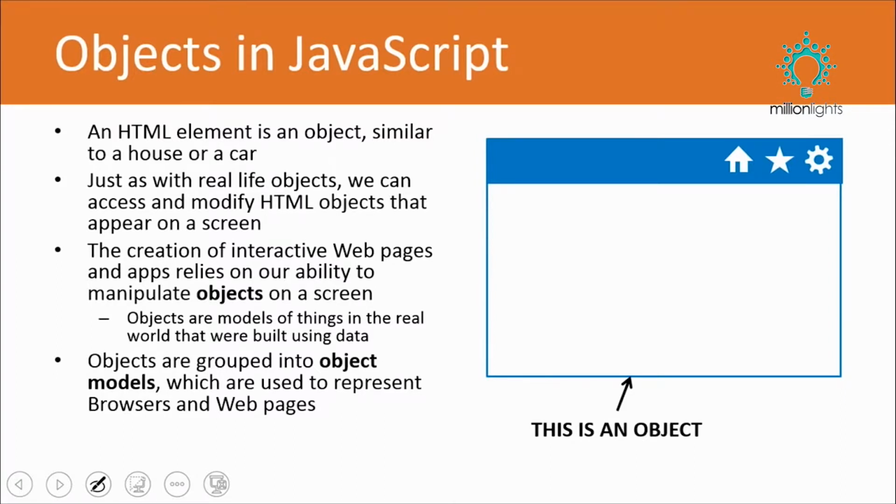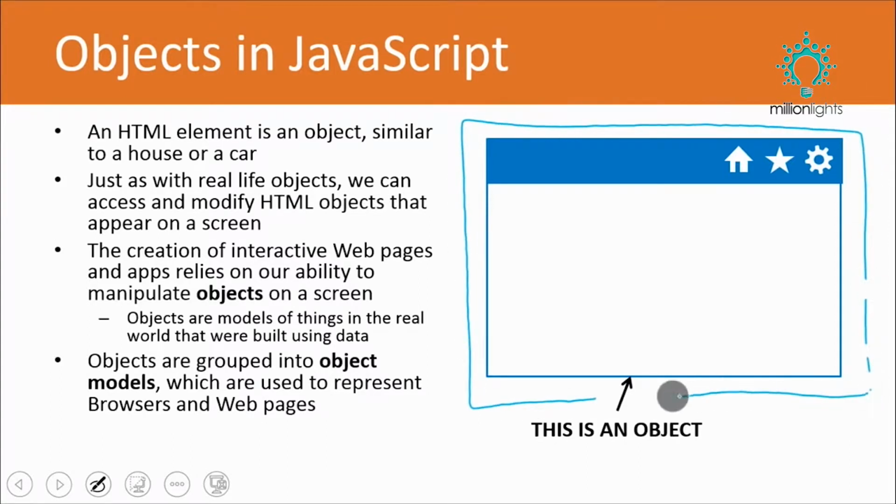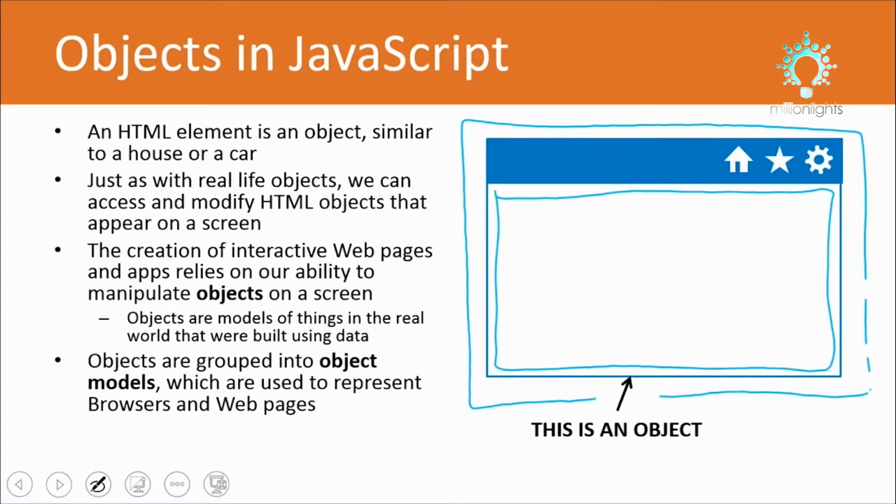These objects that appear on our screen are typically grouped into things called object models, which are used to represent browsers and web pages. So this whole thing right here is a window object, and everything on the inside of it is part of the document object. You'll see that we'll say document.write. We used that in an earlier example. That's what we're referring to when we say document, okay?